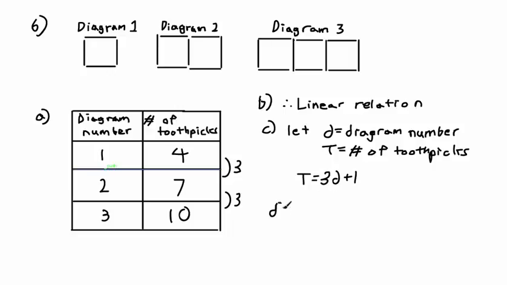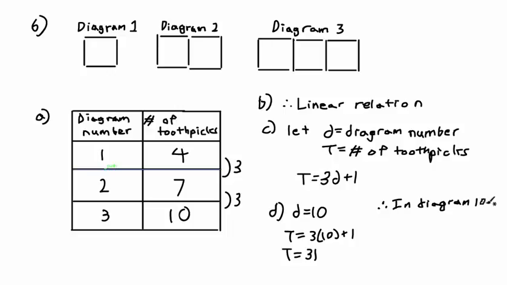And then finally for D, we have to use this equation to extrapolate to predict the outcome for the 10th step. So when we're at diagram 10, so when D equals 10. Okay, so T has to equal 3 times 10 plus 1. And what's 3 times 10? That's 30. And then we add 1 to that and we get 31. And what's T? T is the number of toothpicks. So therefore, in diagram 10, there are 31 toothpicks.